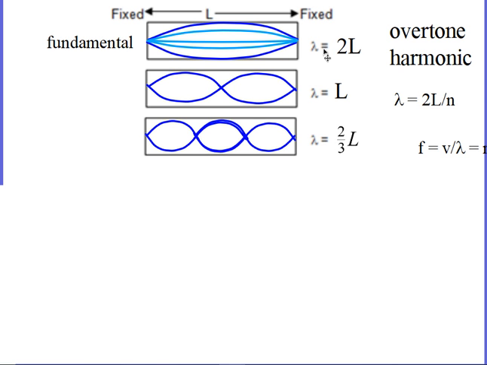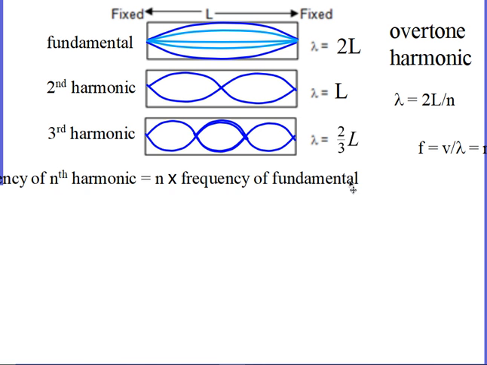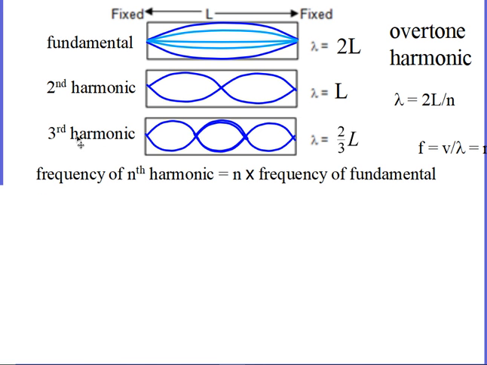It corresponds to the longest wavelength. The longest wavelength is going to be the lowest frequency. This one, having half the wavelength, is going to have a frequency that is twice, and we call that the second harmonic. This one, having one third the fundamental wavelength, is going to have three times the fundamental frequency. It's called the third harmonic. Indeed, the nth harmonic would have a frequency that is n times the fundamental frequency.